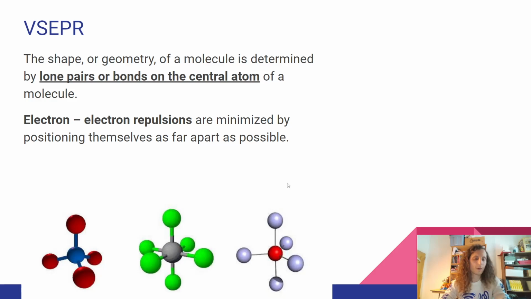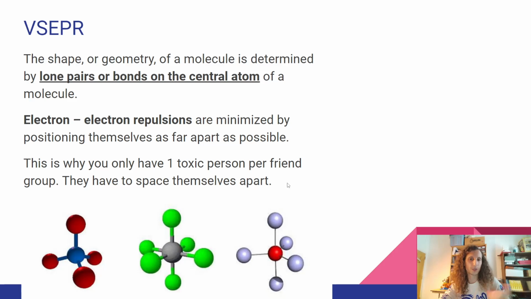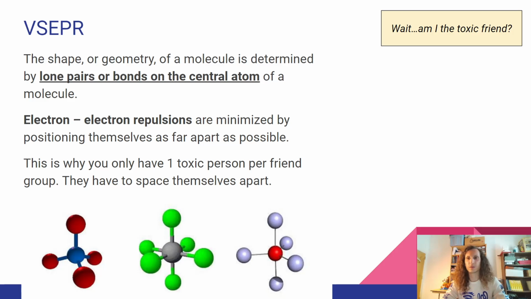Again, the whole goal of how these molecules are arranged is to minimize that electron-electron repulsion. And this is similar to how you can only have one toxic friend per friend group, right? Those negative people, they gotta space themselves apart.